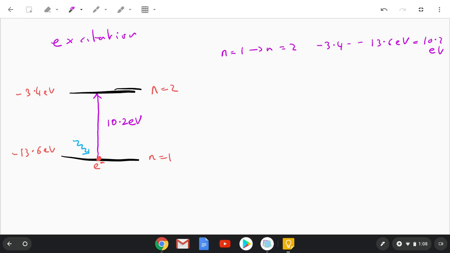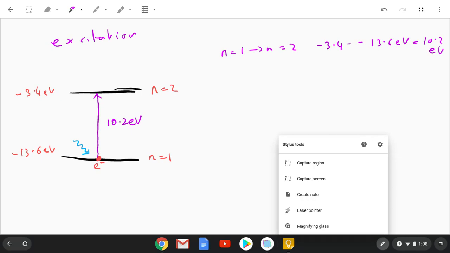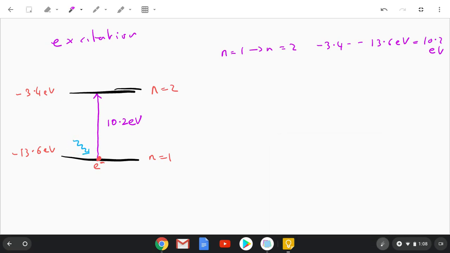Now, if this incoming photon has 10.2 electron volts of energy, this electron will absorb that photon and move up an energy level. So this electron will absorb this photon and move up an energy level.